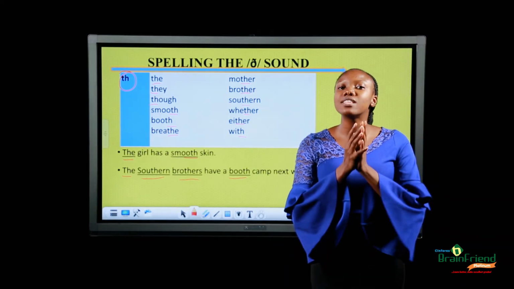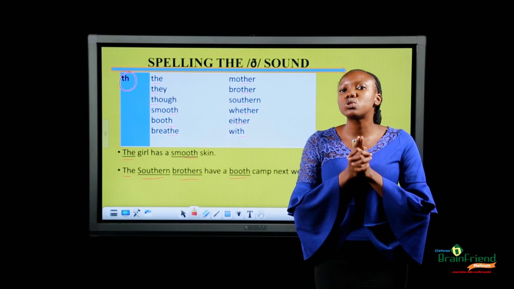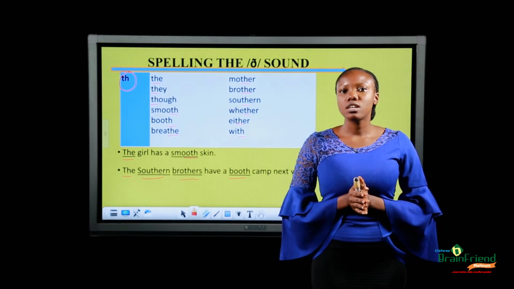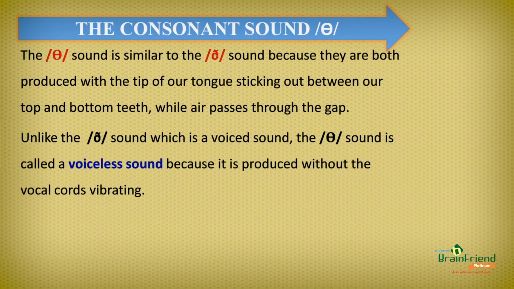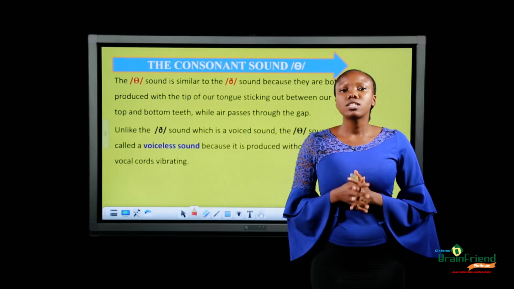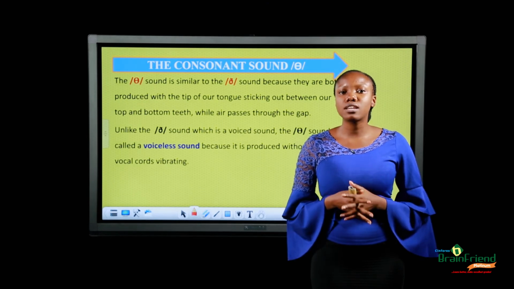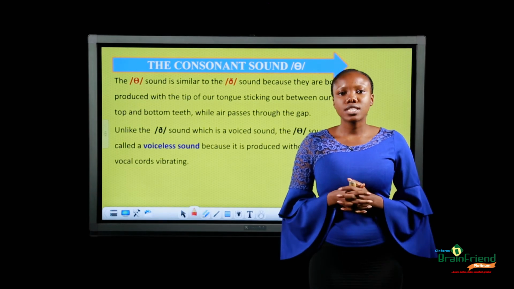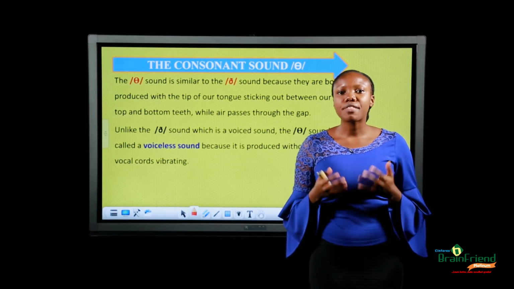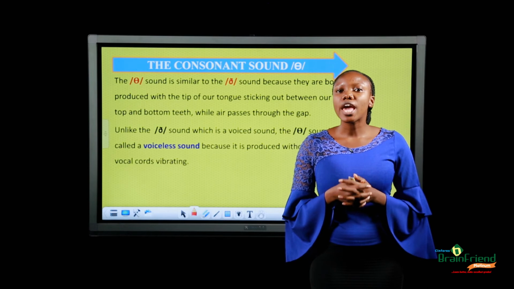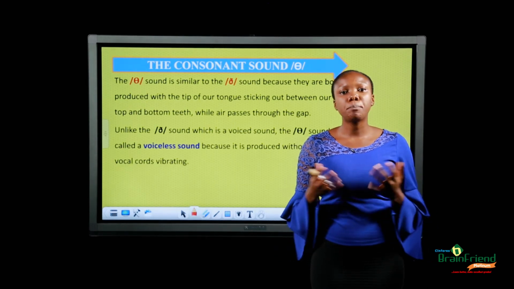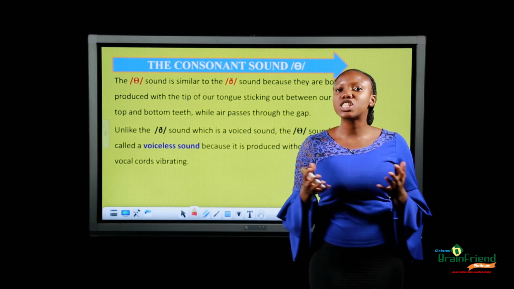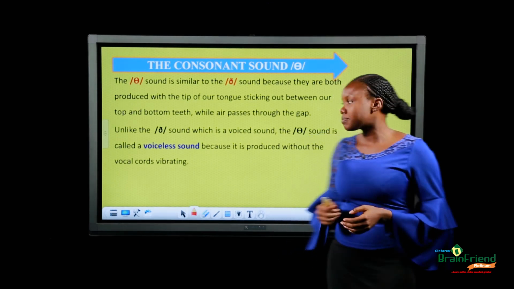Now, we're moving on to another consonant sound that sometimes we mistake for the th sound. This sound is a t sound. The t sound is the same as the th sound. The only difference is that the t sound is a voiceless sound. That means there is no vibration in the voice box when we pronounce it. Now let's take a look at how this consonant sound is being spelled in words.